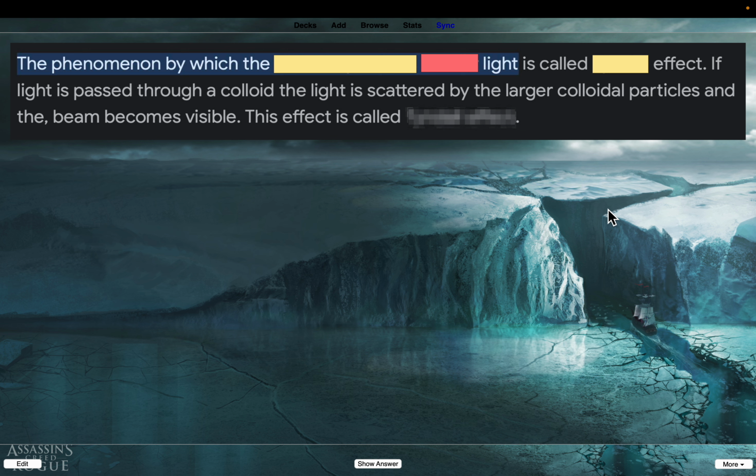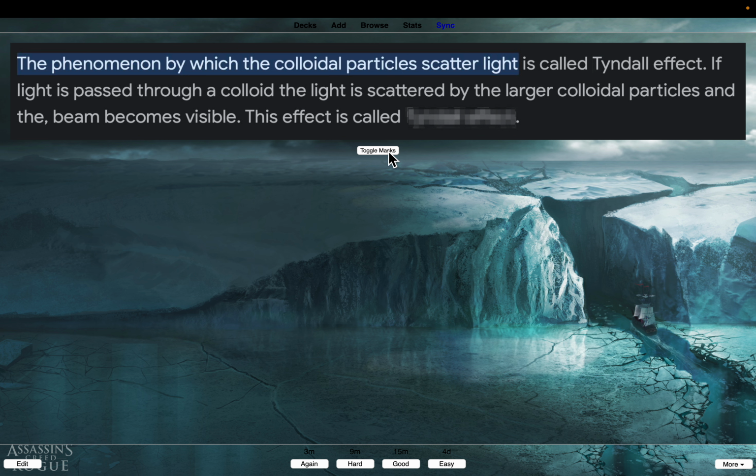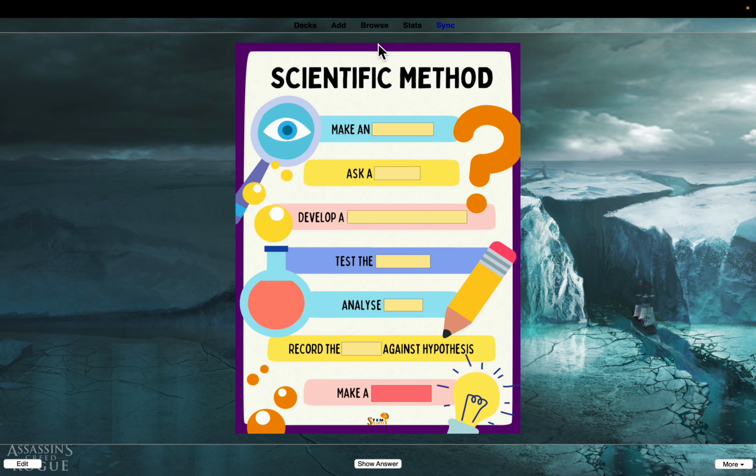Okay, we've been there already. A phenomenon by which the Coriolis, am I right? Colloidal particles scatter light. Okay, so sorry. We'll get back to that later. I accidentally pressed the space bar.